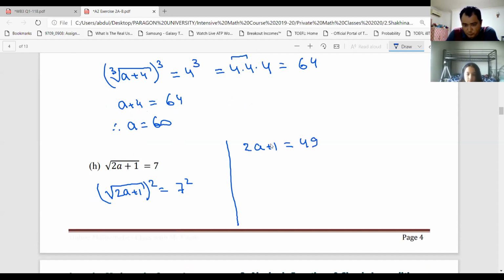Now I need to eliminate this 1. It's plus, so we should subtract 1 from both sides. 2A plus 1 minus 1 is 0. 49 minus 1 is 48. Now to eliminate this 2, it's multiplied, so we should divide both sides by 2. These two cancel each other. A is left here. So what is it here? 48 divided by 2 is 24. A equals 24.